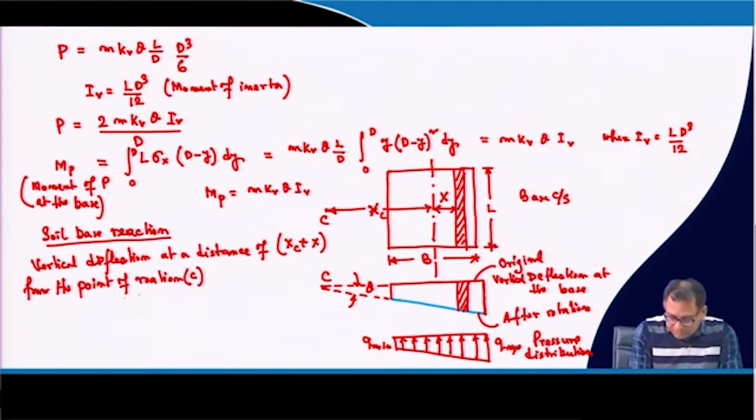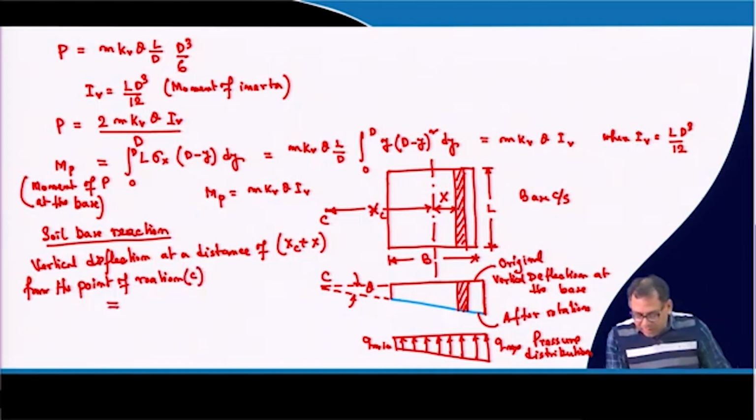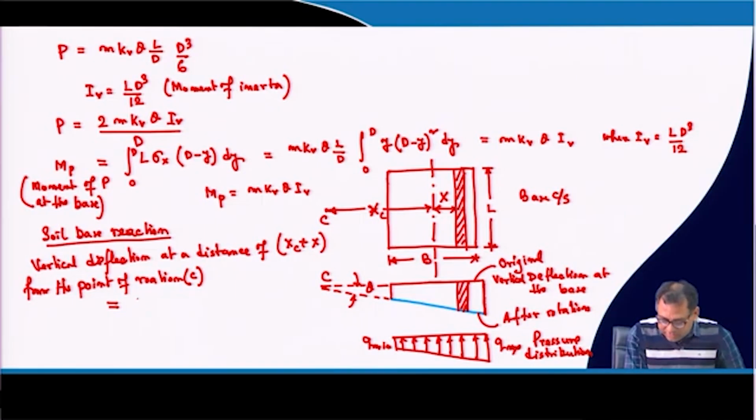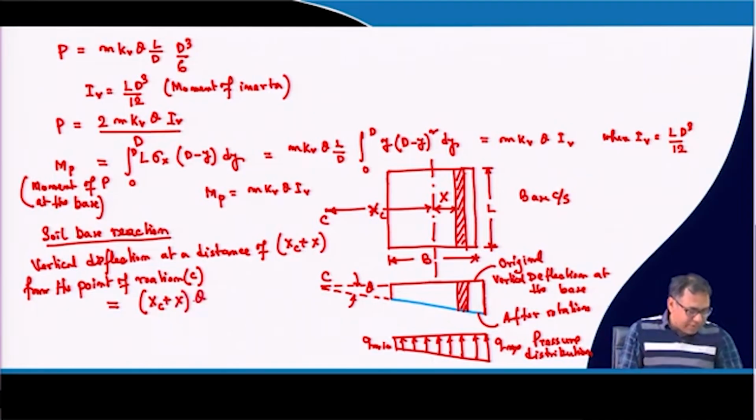will be how much? Because the amount of rotation is theta and the distance is x c plus x. So for that small one, this curvature will be r theta, where r is x c plus x, and theta is the rotation, and the deformation is small. So that is why we can consider it a straight portion. So we can take the total deflection as x c plus x from the point C into theta, where theta is the rotation about the point of rotation.